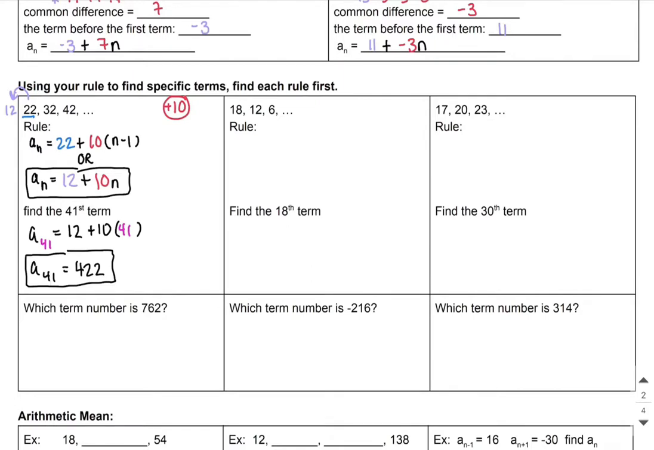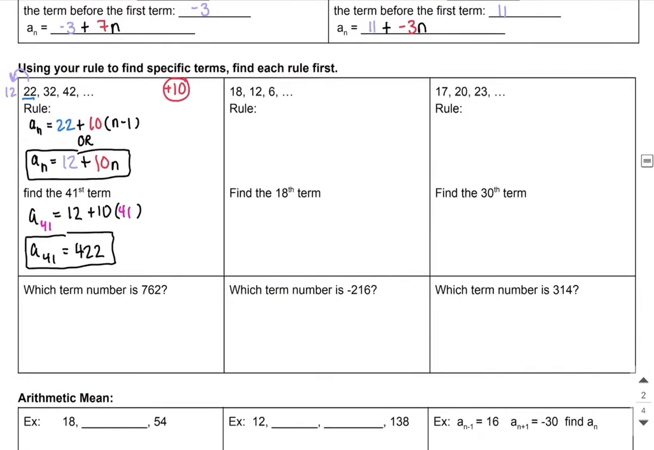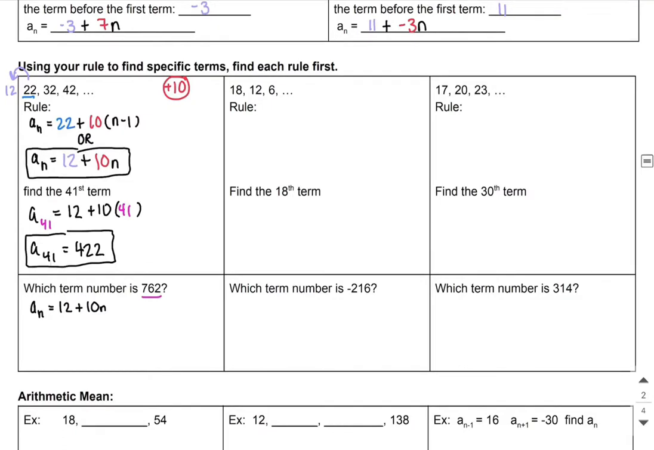I also want to be able to find which term number is 762. So what term is 762? I have the rule a sub n is equal to 12 plus 10n. 762 is my a sub n, so I'm plugging in 762 here. I want to find what term number that is. A sub n is the actual term, and n is the position that it's in. So I want to find that position.